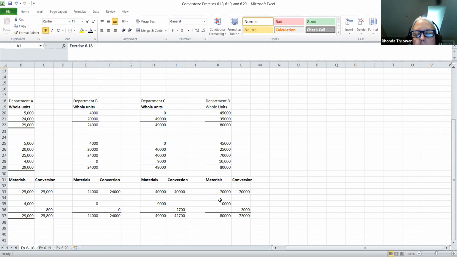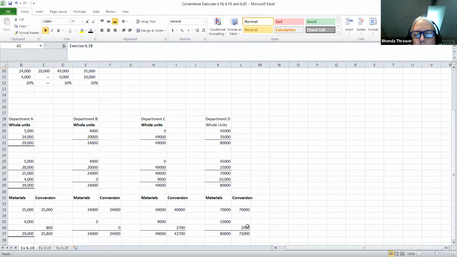And then the ending inventory was 10,000. That was only 20% complete. So 10,000 times 20% is how we got 2,000. Then you combine both of these together to get the equivalent units.